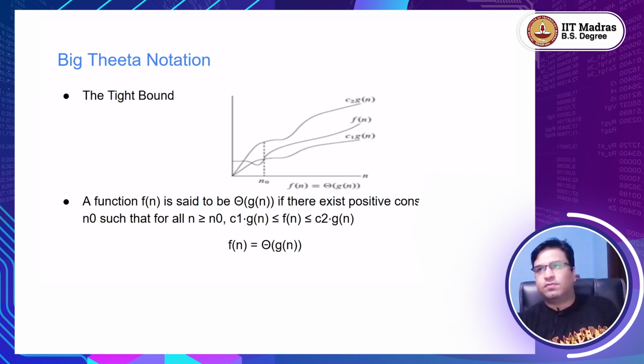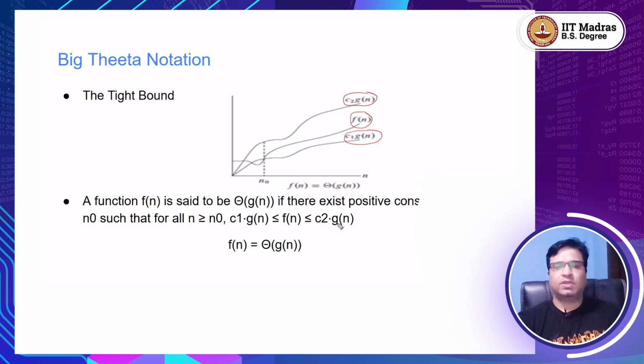Here in this graph, the function f(n), the actual runtime of the algorithm, will always lie between the upper bound c2 g(n) and the lower bound c1 g(n). So you can see the definition: a function f(n) is said to be theta of g(n) if there exist positive constants c1, c2, and n0 such that for all n greater than or equal to n0, f(n) is always greater than or equal to c1 g(n) and less than or equal to c2 g(n). If this condition is true, then we can write our complexity as f(n) = Θ(g(n)).